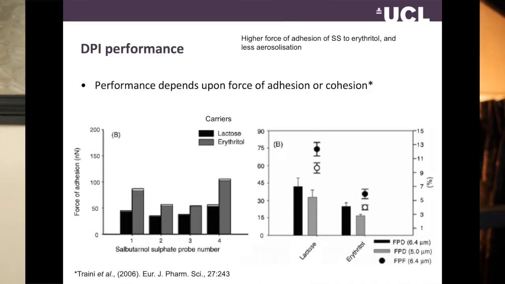So on the left hand side the graph is showing you the force of adhesion for the drug particle against the carrier. Lactose is shown in black and erythritol is shown in the light grey. Don't worry about the fact that there are numbers 1, 2, 3, 4.